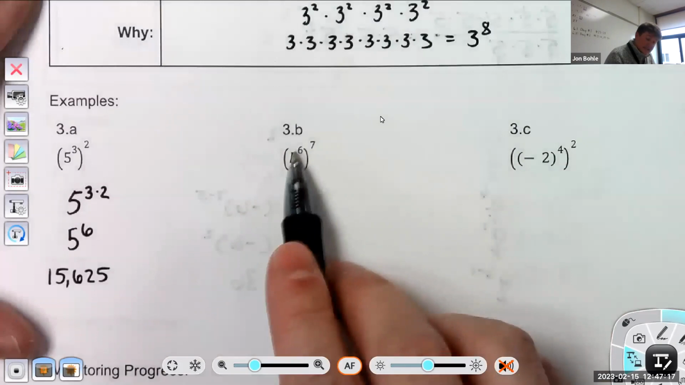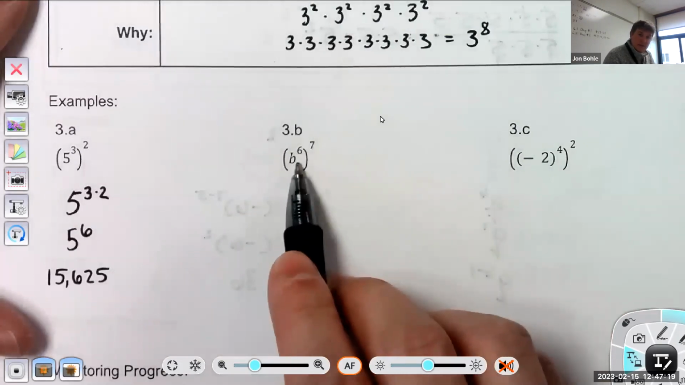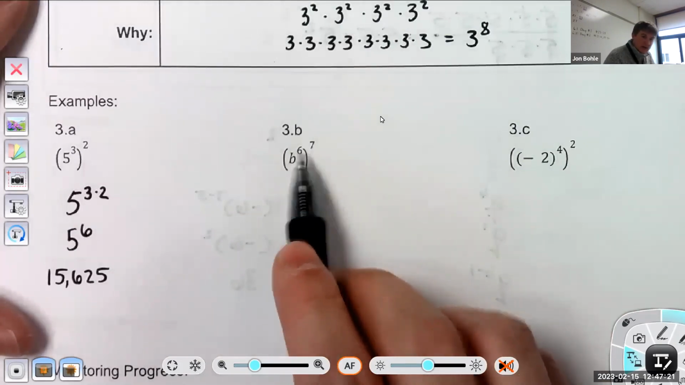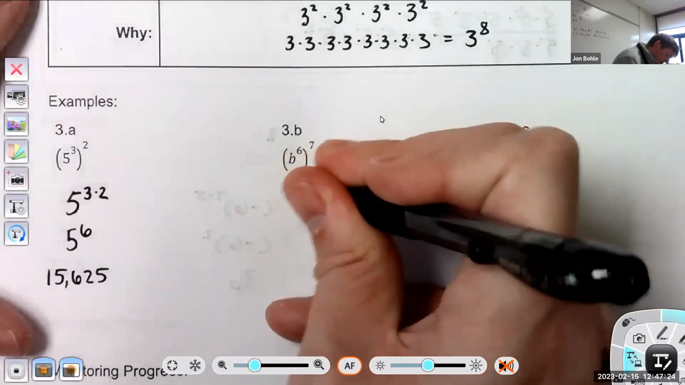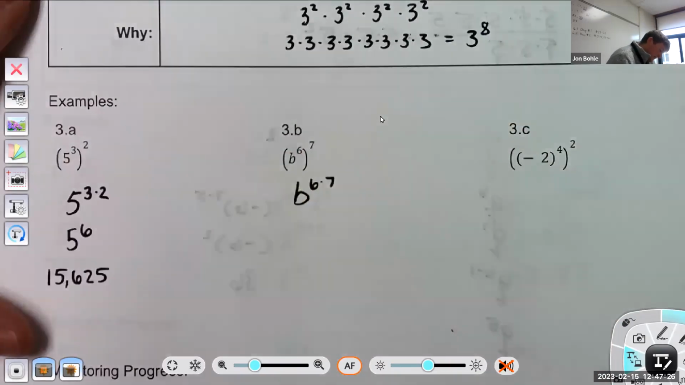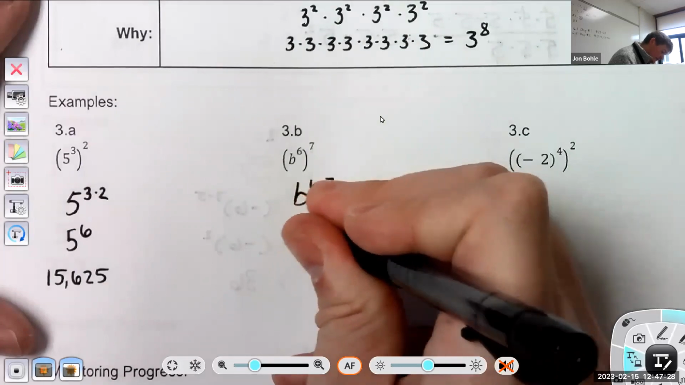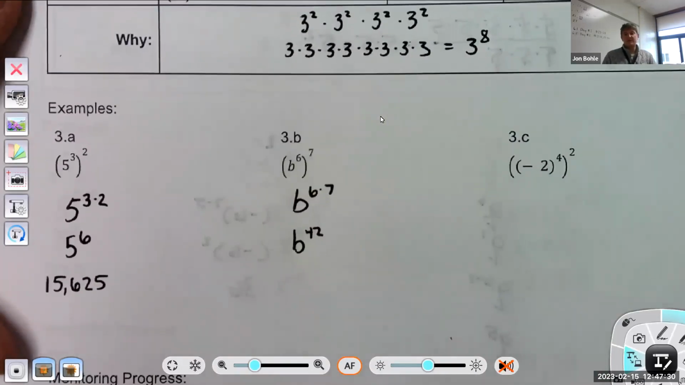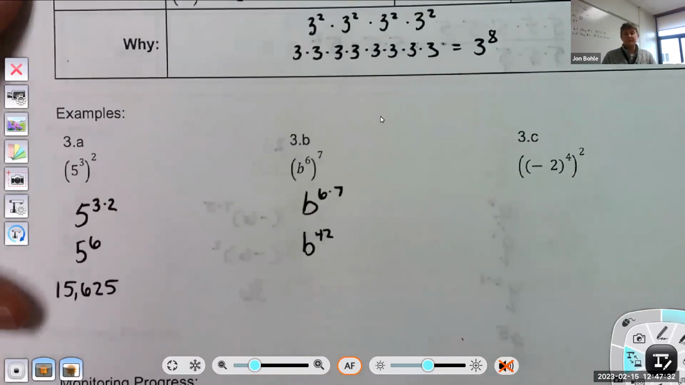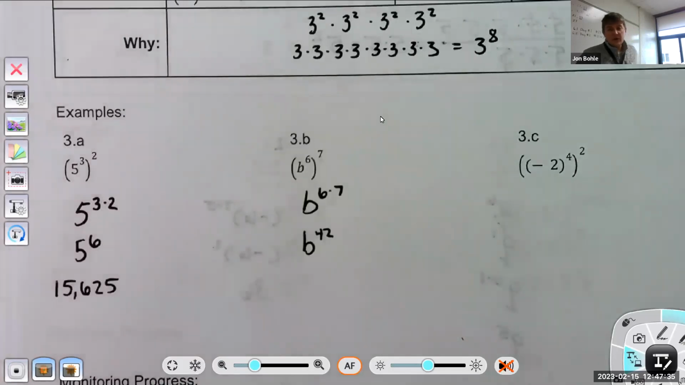Okay, I'm taking b to the 6th to the 7th. I'm taking a power to a power, so I multiply the exponents. So this is going to be b to the 6 times 7 power. B to the 6 times 7 power is b to the 42nd power. So 42 b's all multiplied by each other. Kind of consistent with all the other previous work.